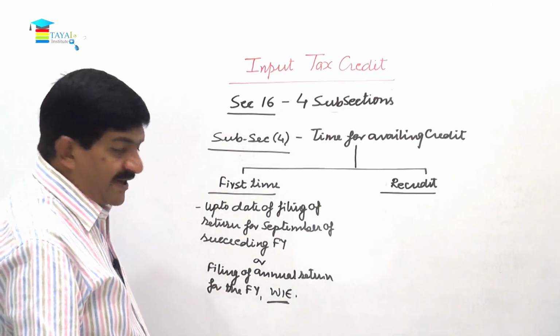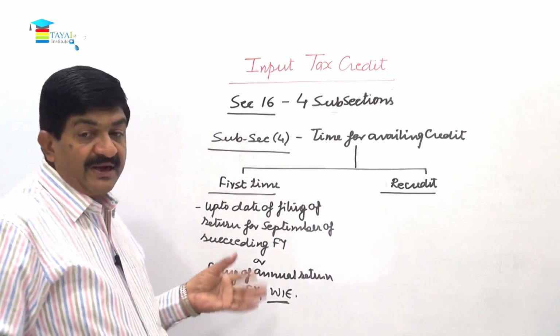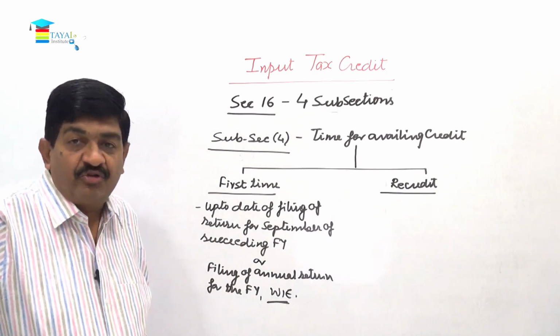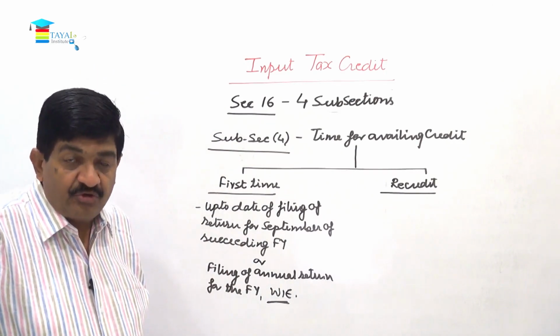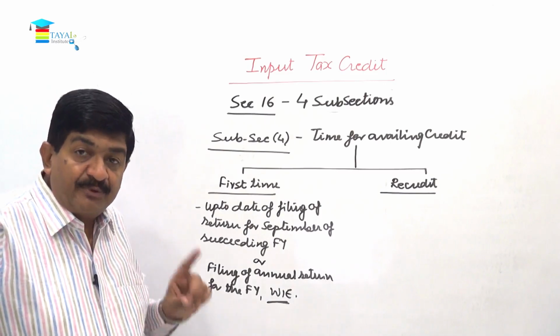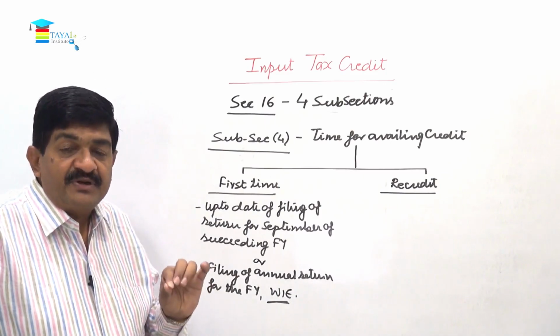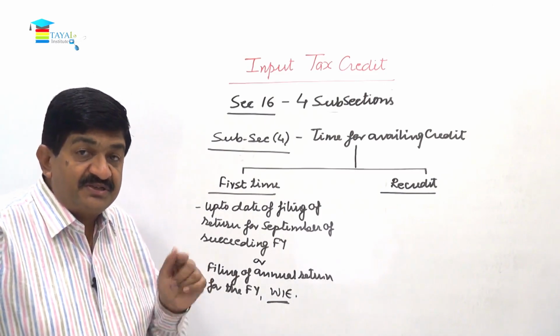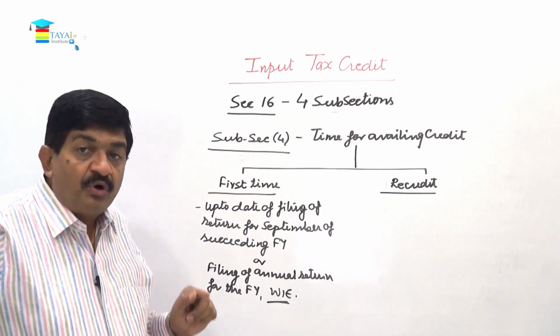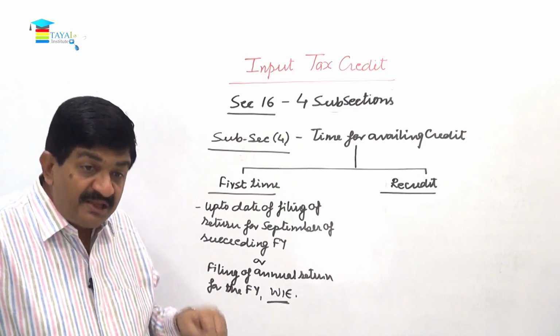So just understand that this is talking about the last date by which the credit can be availed in respect of the documents that we have in possession. This is up to the date of filing of return for the month of September of the succeeding financial year or filing of annual return for the financial year.